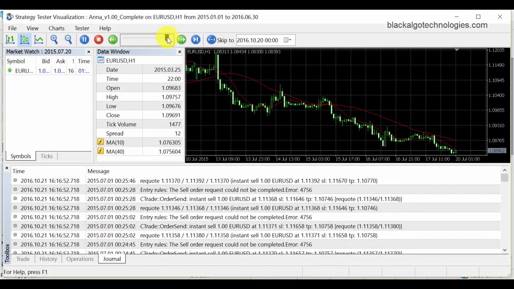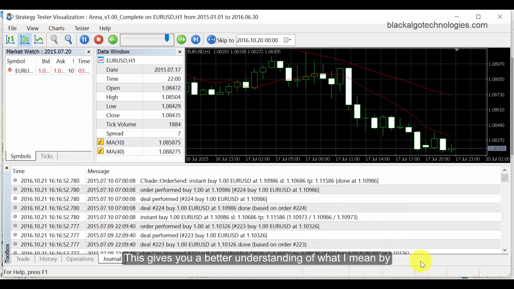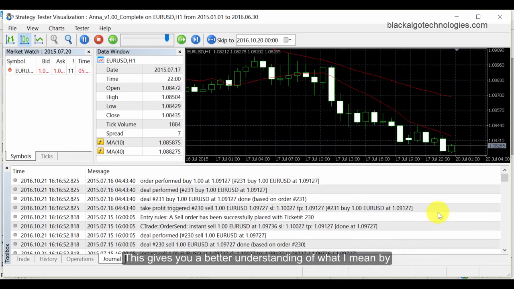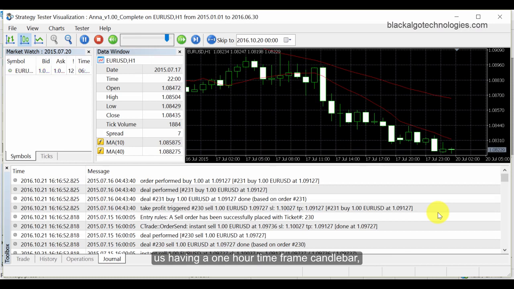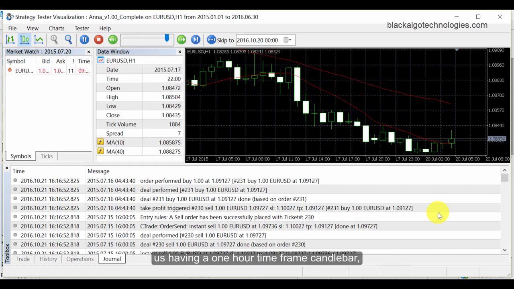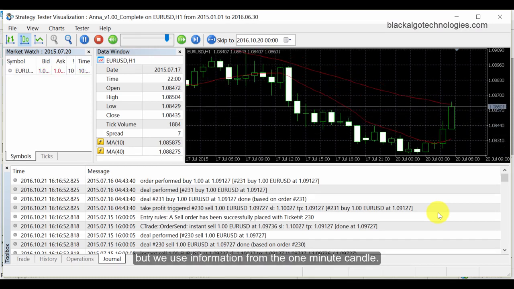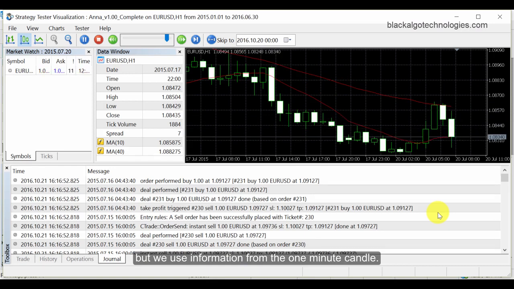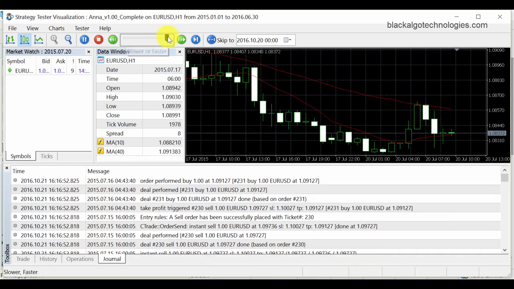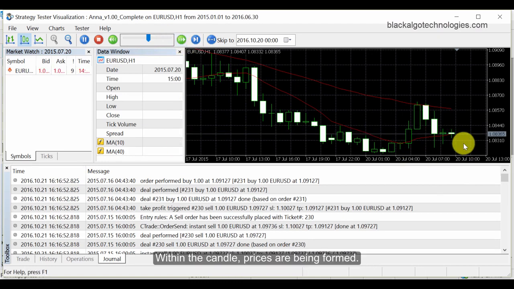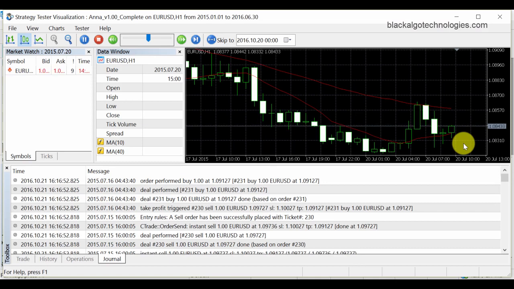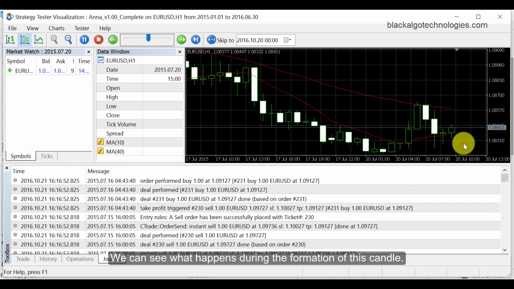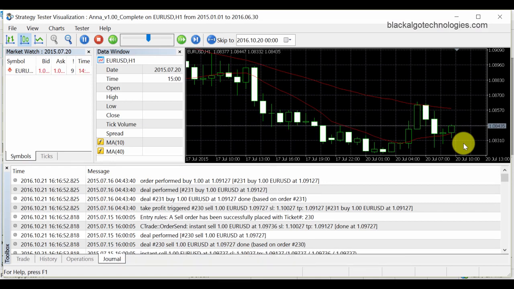Slow it down. This gives you a better understanding of what I mean by us having a 1 hour time frame candle bar, but we use information from the 1 minute candle. Look at this right now. Within the candle, prices are being formed. So we can see what happens during the formation of this candle.